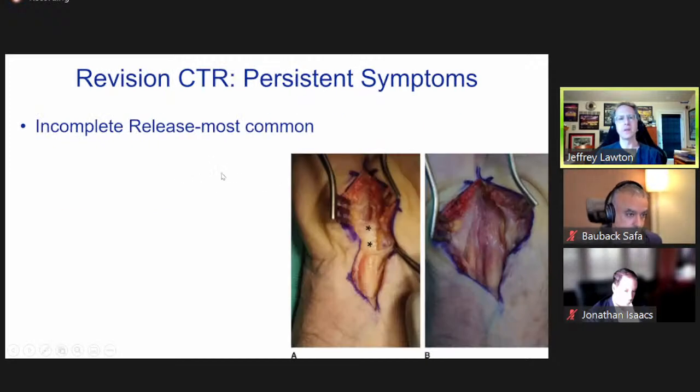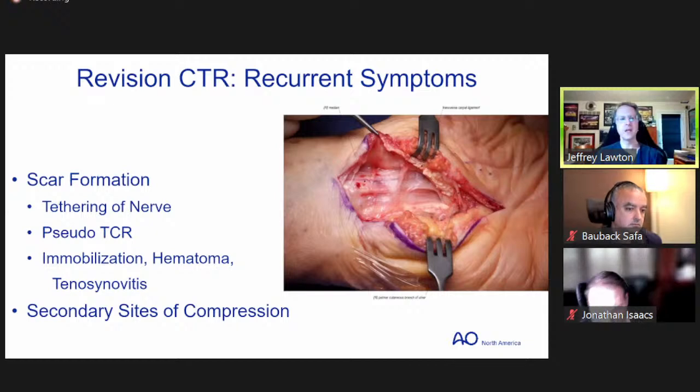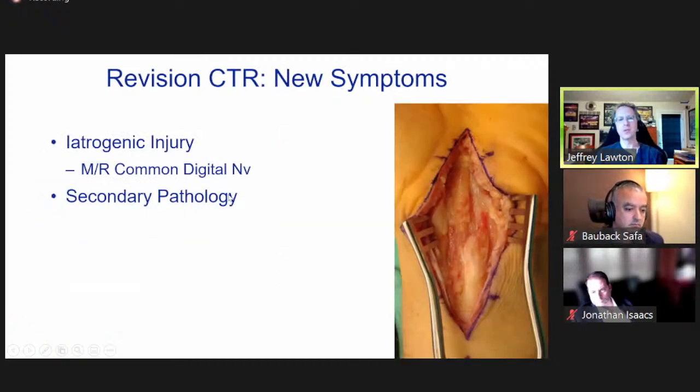So persistent was associated with an incomplete release commonly, but perhaps wrong diagnosis or a secondary site of compression, such as more proximal compression from a ligament of Struthers, lacertus fibrosus, the fibrous arch of the FDS, pronator teres, or a cervical source. Scar formation, as you see here, can be associated with future symptoms, tethering of the nerve, as you see here, from underneath the reformed transverse carpal ligament or the pseudo transverse carpal ligament, hematoma or tenosynovitis, or again, perhaps secondary sites of compression. And then finally, iatrogenic injury or new symptoms.